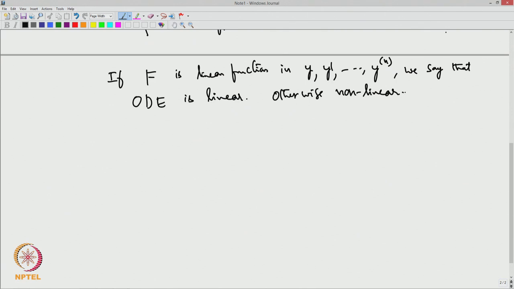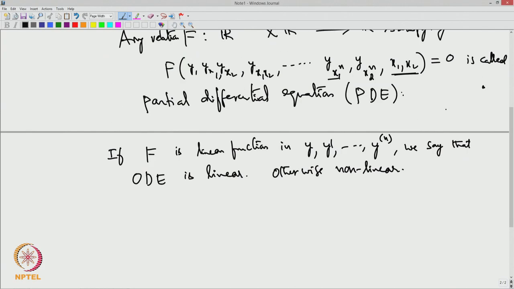Same thing with the PDE. All its dependent variables, y_x1, that means the partial of y with respect to x1, the partial of y with respect to x2, the second partial of y with respect to x1 x2, all these derivatives, they should stay in the equation as they are, not their squares, not any powers. Then it is a linear PDE.